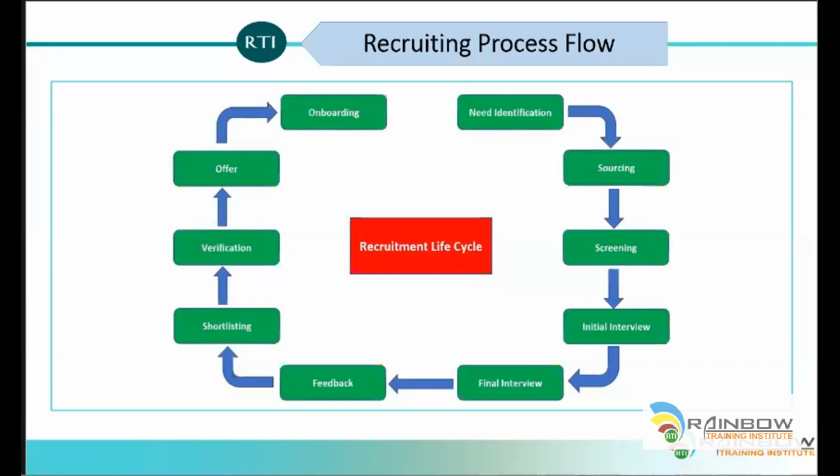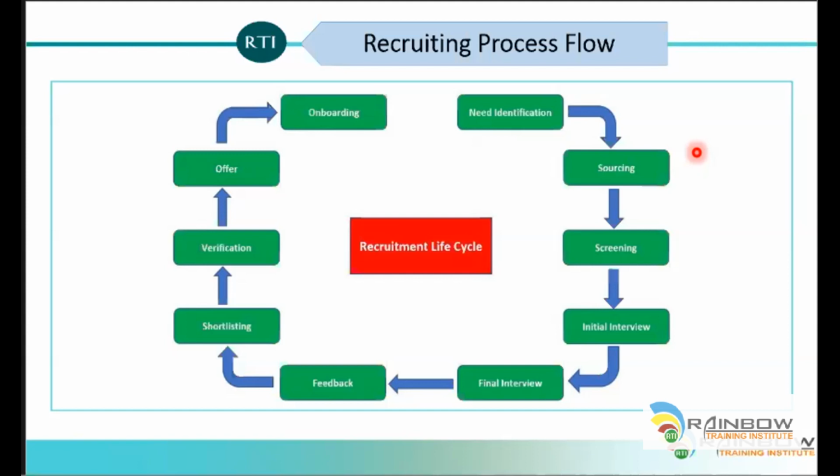This process flow could have minor changes based on your customer needs. Some customers have the verification after they roll out the offer. So all of that can be customized. The reason we are looking at the recruitment process flow is that each step has to be configured in the system. When you say need identification, you have to create your requisition. In order to create your requisitions, you need to configure the job application flow.